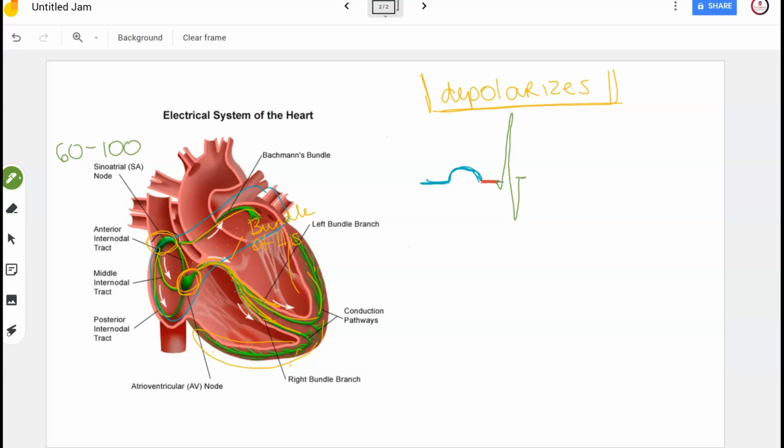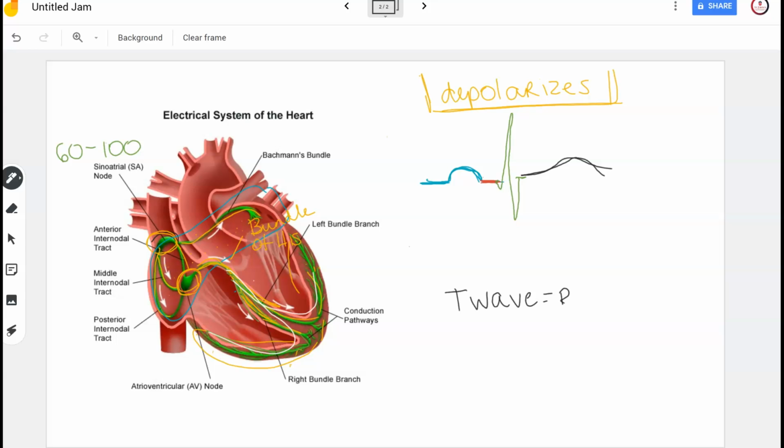And that's your depolarization of your ventricles. So as the ventricles depolarize, the muscle contracts, and then as the electricity repolarizes in the heart, let's try white. So as it comes back the other direction and repolarizes, that gives you your T wave. Okay? That's the T wave: repolarization.